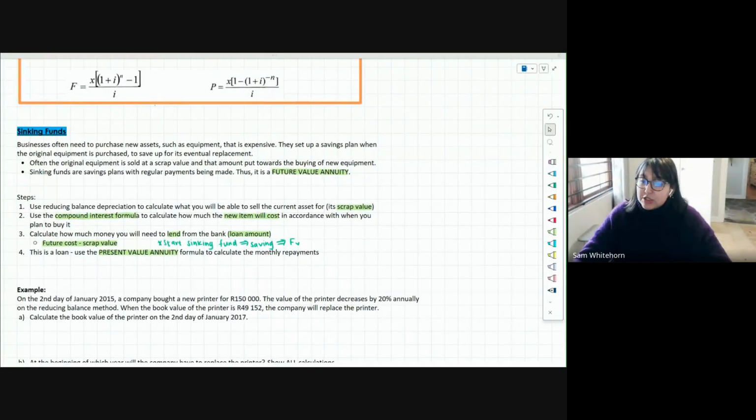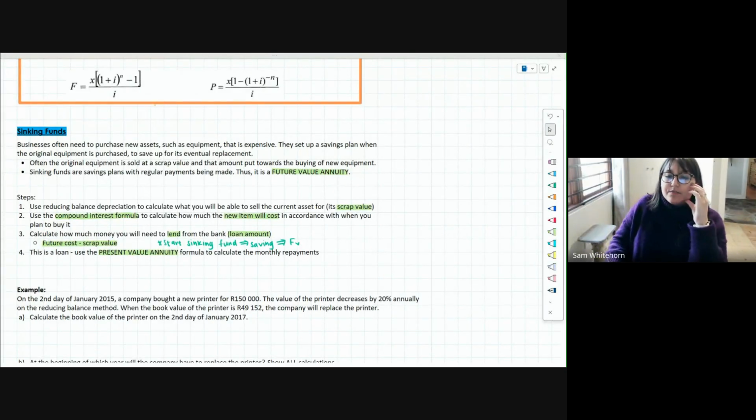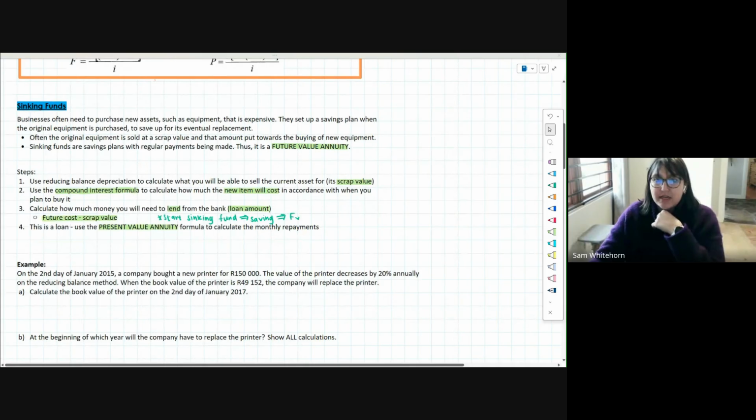So a sinking fund is essentially a savings fund. And the idea is that we want to be able to save up to replace an asset in a business. And so we often set up sinking funds to help us contribute towards replacing or buying a new asset. It often isn't the only thing that we use or the only capital that we use to replace this asset, but it does help us save for. And because we're saving for the future, it is a future value calculation.